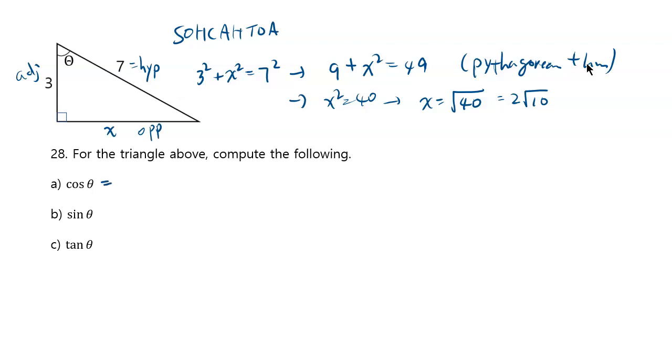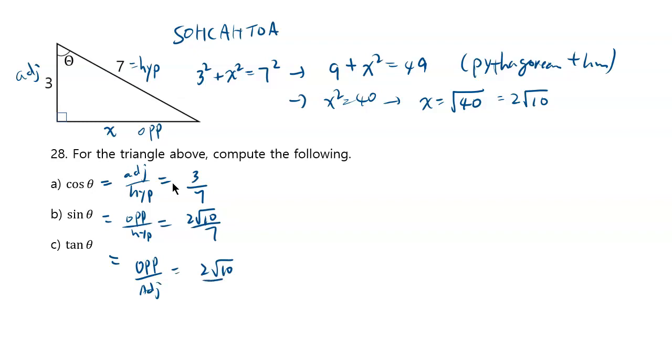And since cosine, according to Sohcahtoa, is adjacent over hypotenuse, adjacent is 3, hypotenuse is 7, so that's what you get. For the sine, you get the opposite over hypotenuse, which is 2 radical 10 over 7, so that's what you get. And the tangent, according to Toa, is opposite over adjacent. So this is 2 radical 10 divided by 3, and that's it. So that was a simple question.